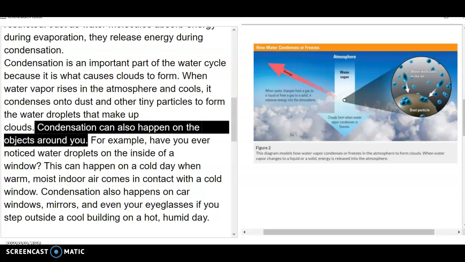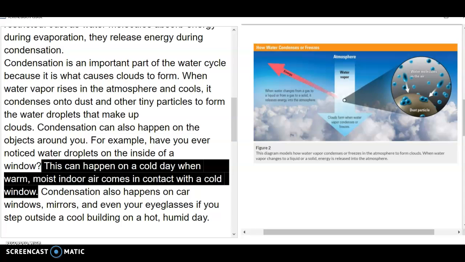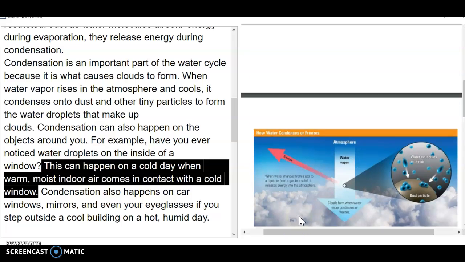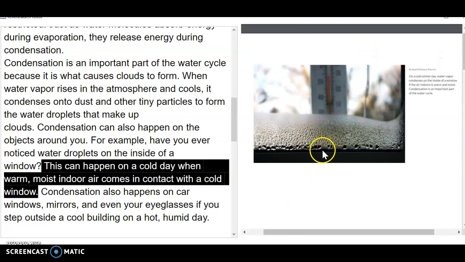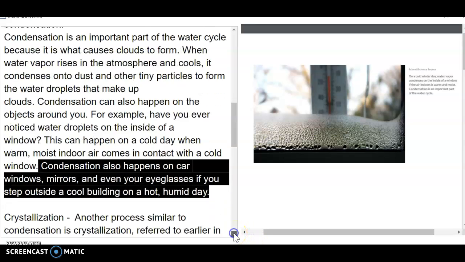Condensation can also happen on the objects around you. For example, have you ever noticed water droplets on the inside of a window? This can happen on a cold day. Let's go back up to this image, the water droplets on the inside of a window. So this can happen on a cold day when warm, moist indoor air comes in contact with a cold window. Condensation also happens on car windows, mirrors, and even your eyeglasses if you step outside a cool building on a hot, humid day.